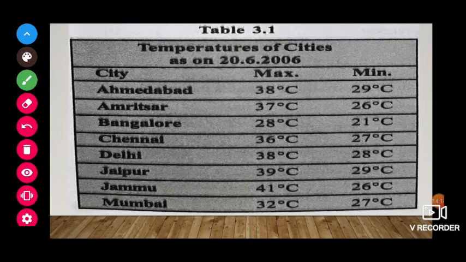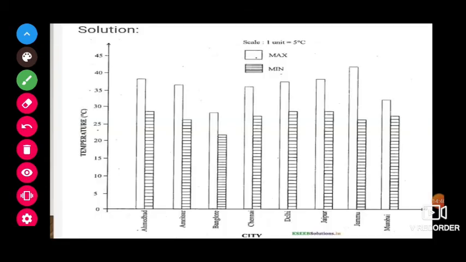Okay. First we have to select the scale. How we will choose a scale means first see what is the maximum degree here. Here we can observe that 41 is the maximum degree. So the nearer one is 45. So we can take 45 into 9 equal parts. So 9 units we can take. Okay. So 9 units, how we will take means 5 degrees Celsius for each and every unit.